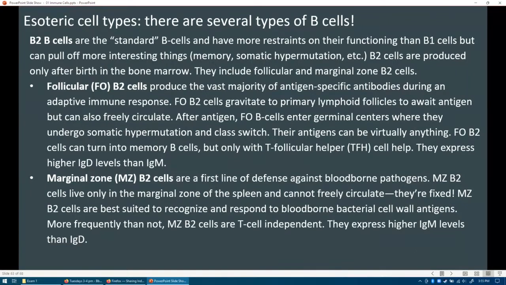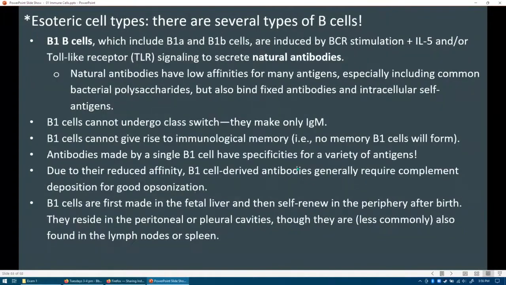So they're a much more rapid way of making antibodies. And if you have a bloodstream infection, those are generally pretty rapidly deadly. So you can see the utility of having a rapid antibody response against something circulating in your blood that shouldn't be there. Okay. And then we have the B1 cells.